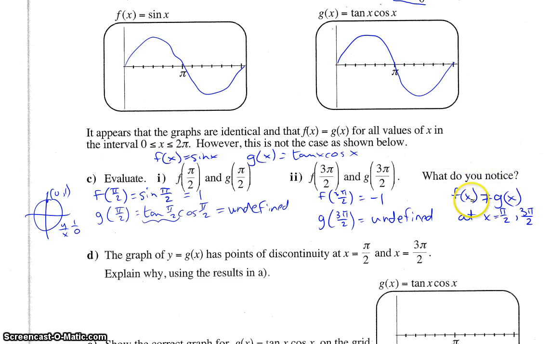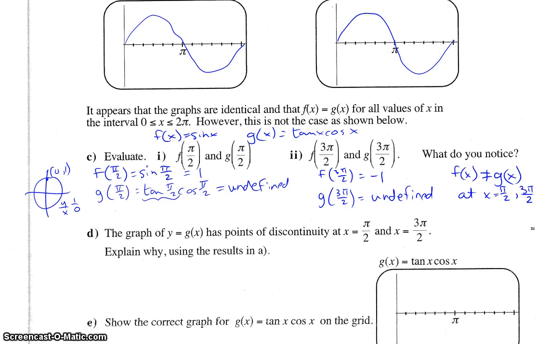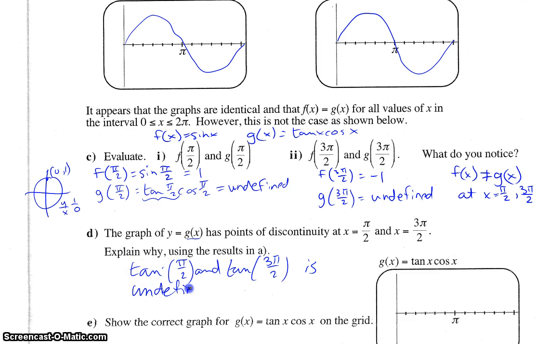The conclusion you should draw from this is that it looked from the graph like they were equal, but actually f of x does not equal g of x at x equals pi over 2 and 3 pi over 2. So these are the points of discontinuity that the g of x function has. It says explain why using the results in A. I would just say that tan x at pi over 2 and tan x at 3 pi over 2 is undefined, meaning you're dividing by 0 there.